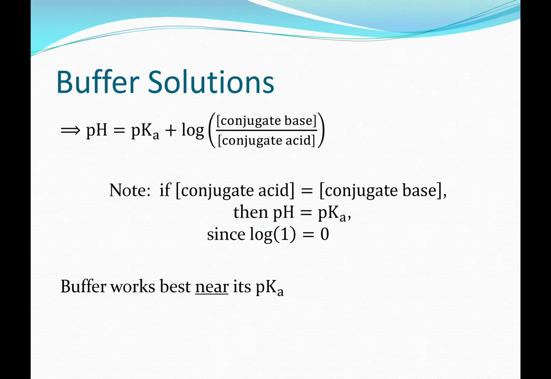If you're trying to find a buffer that has a pH of 11, then you're trying to find something, a weak acid, that has a pKa around 11. Okay, and so that's where you're going to get the most effectiveness, is if you've built a buffer that has a pH right next to the pKa of the weak acid.